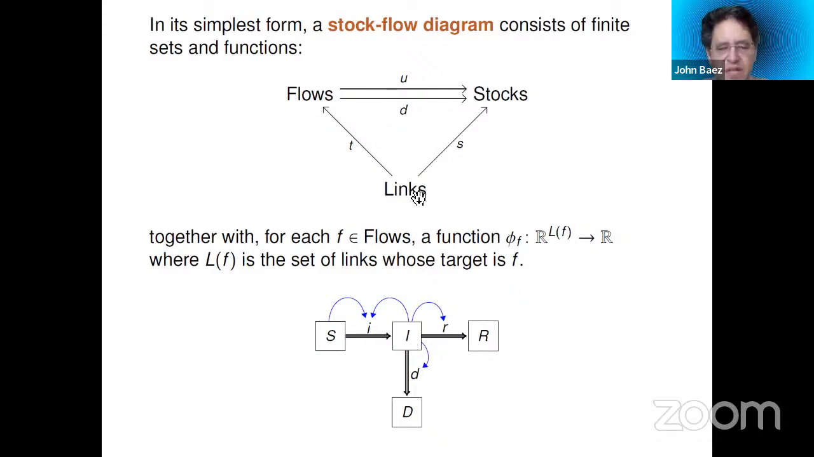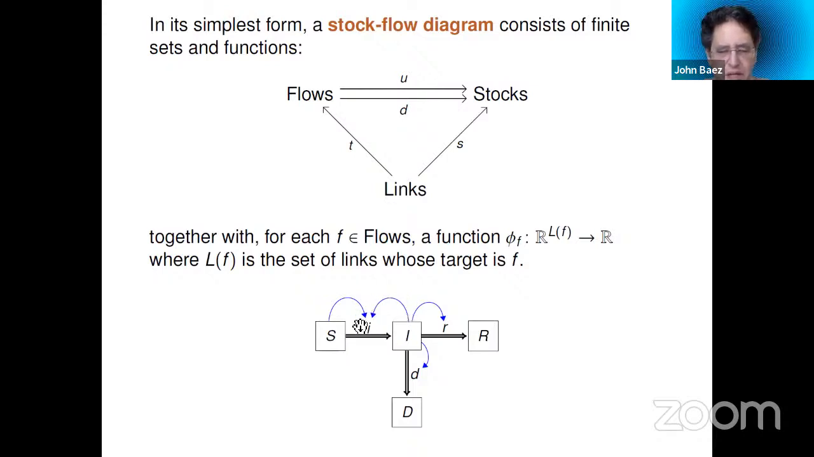And then we also have a set of links, and links are these blue guys, and they always point from stocks to flows. So we have here several links pointing to the flow infection, and that's indicating that both the number of susceptible people and the number of infected people will affect the rate at which people transition from the susceptible stock to the infected stock. This simplified model does not have the extra intermediate variables, which I showed you in the first stock flow diagram.